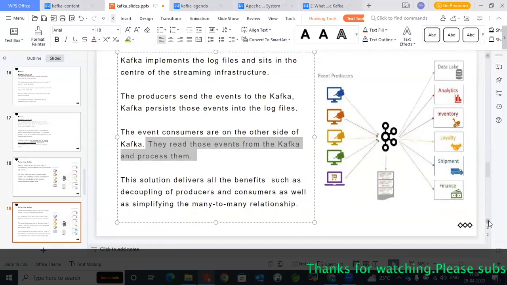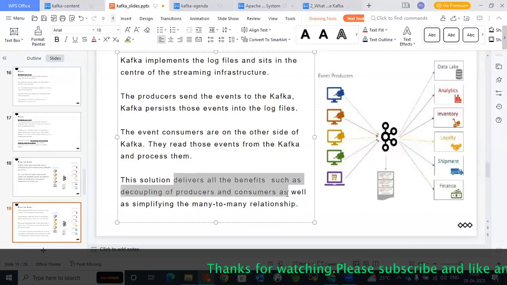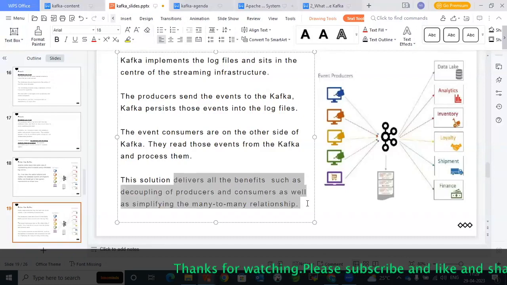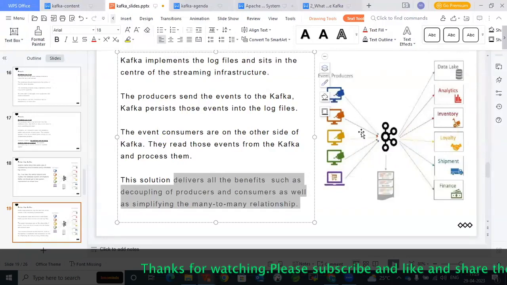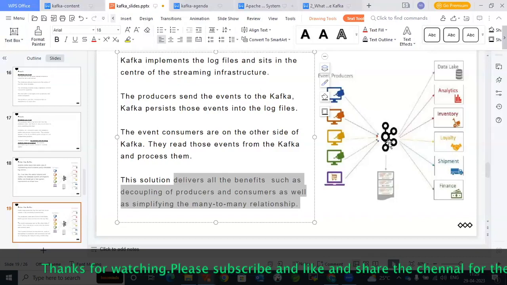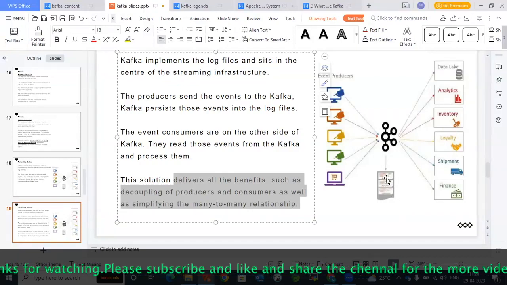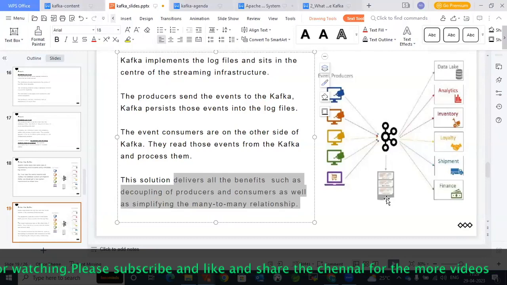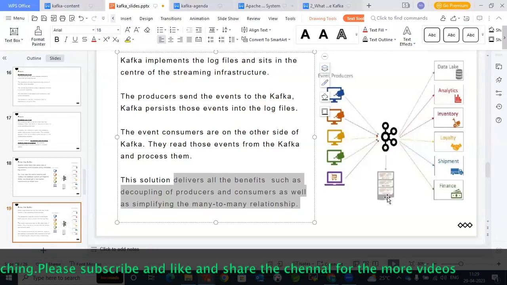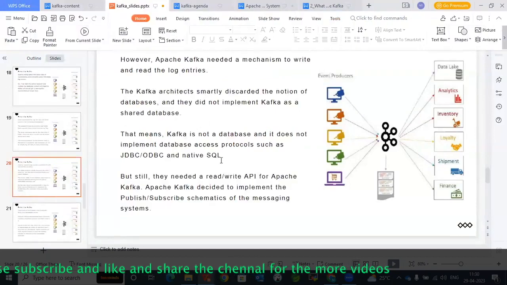Infrastructure-wise we have little issues in maintaining these log files, but we have solutions as well. The solution delivers benefits such as decoupling of producers and consumers, and simplifying many-to-many relationships. Any number of events can continuously stream to Kafka. Kafka stores everything in the log directory, and the consumers get the data continuously. There is no data loss, there are no mutable records, everything is immutable here. It stores the data directly in the file system, so definitely it is lightweight compared to databases. So this is what Kafka is.